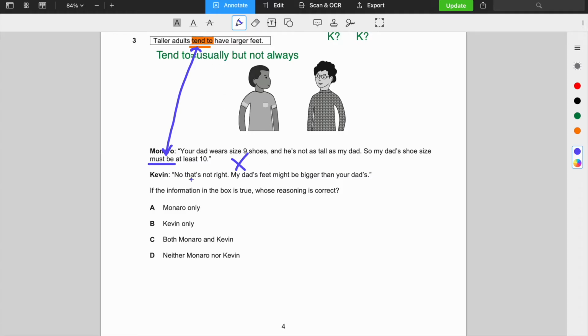So Kevin says, "No, that's not right. My dad's feet might be bigger than your dad's." That is correct. Because when we have "tend to," remember the spectrum of probability: we have impossible, possible, and certainly. "Tend to" means usually. So it's also possible that Kevin's dad's feet might be bigger than Monroe's dad's feet, although he's not as tall. So who's correct? Kevin only.